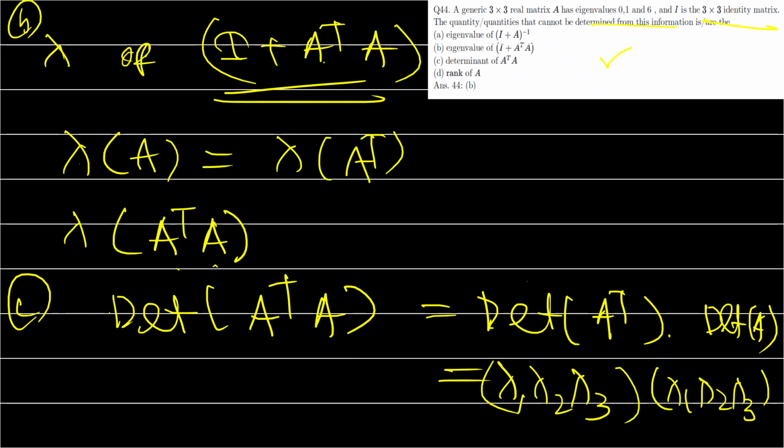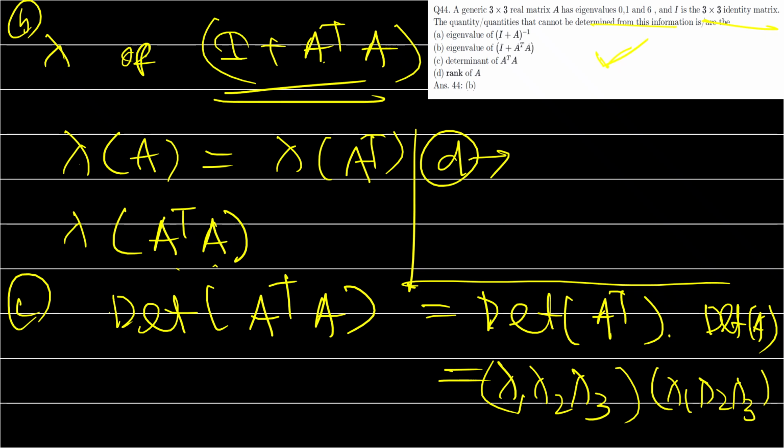Next, option D, here I am writing option D. Option D is the rank of A. Obviously, as we know the eigenvalues of A, we can know the rank of A by determining the determinant of A. So the answer will be nothing but B.